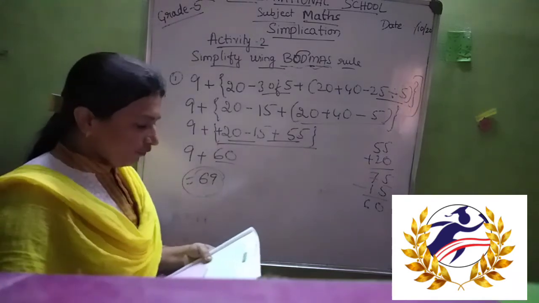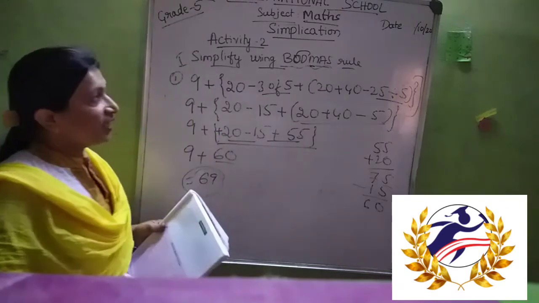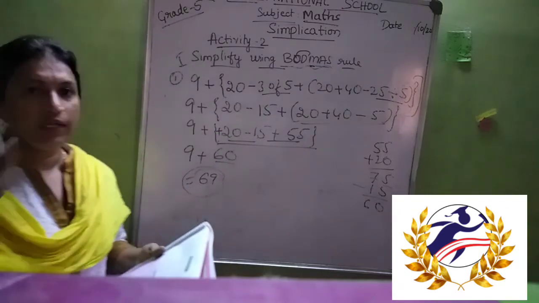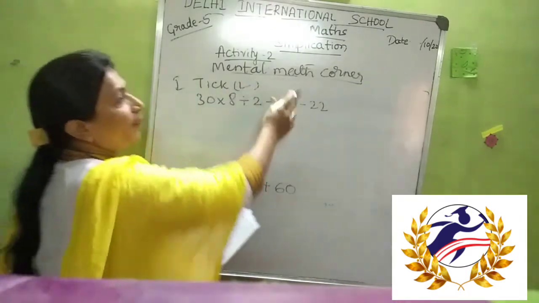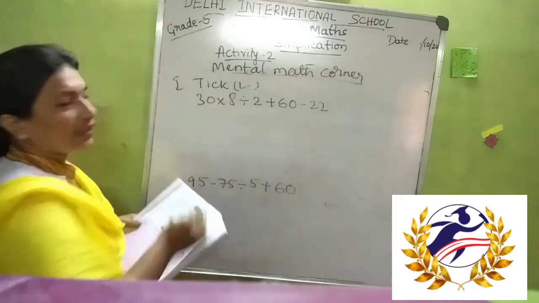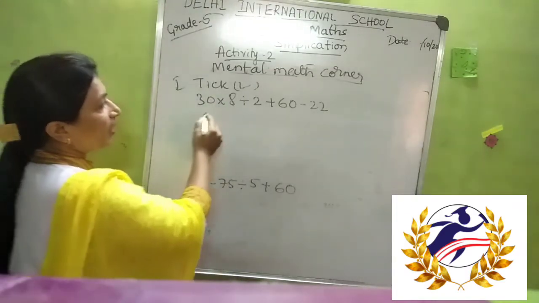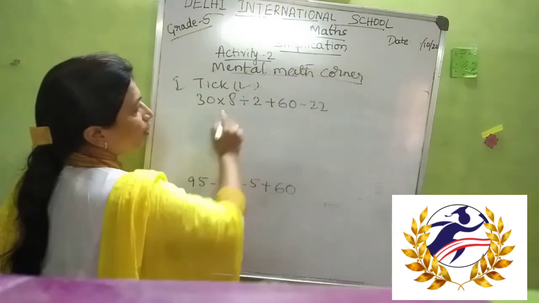Okay, so we have solved so many problems from this first main, that is simplify using the BODMAS rule. Let us take the next heading, mental math corner, in page number 45. In that first main is tick the correct answer. Tick the correct answer. In that I took this one. So 30 into 8. In this also we should follow the BODMAS rule.